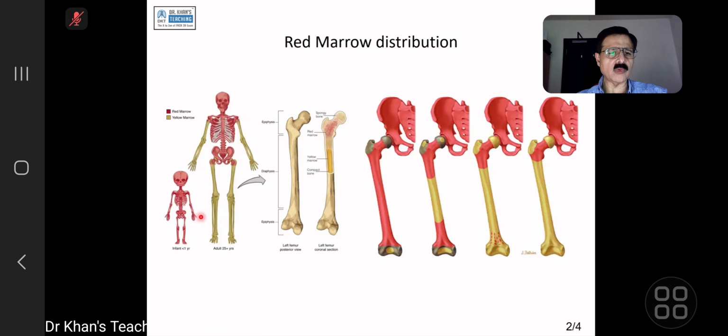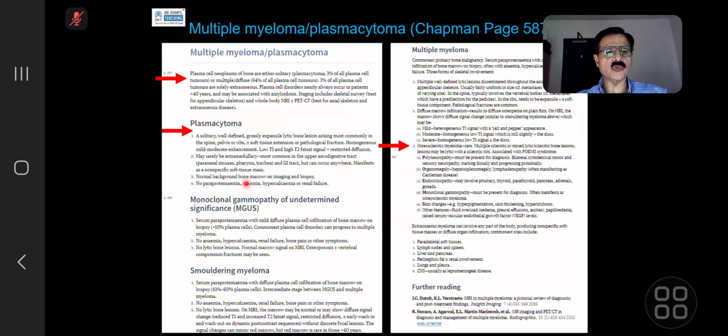A bit of recap about red marrow. In a baby, in an infant, the whole of the marrow is red marrow, and RBCs are produced everywhere. In an adult, it is the axial skeleton where the red marrow is present, and the proximal femora are still producing red cells, and maybe the proximal humerus also. Now, this is from your Chapman, and read it today: multiple myeloma versus plasmacytoma.